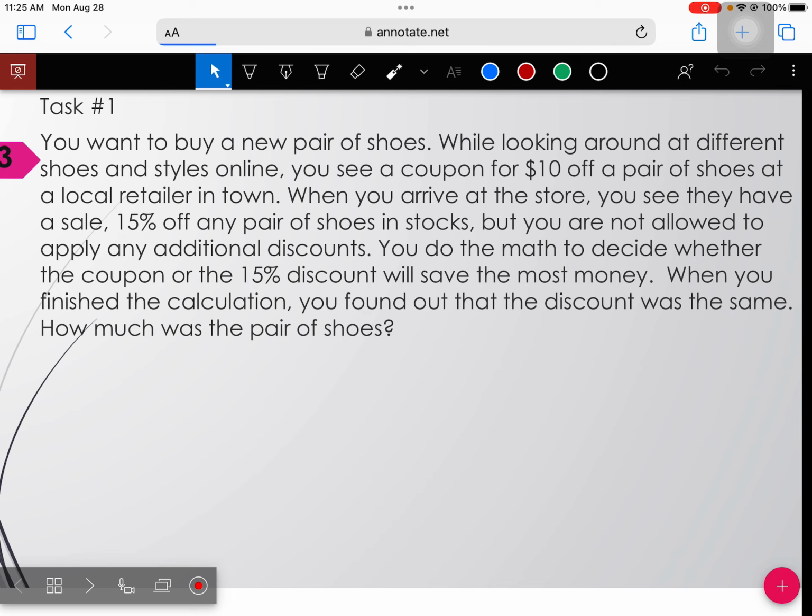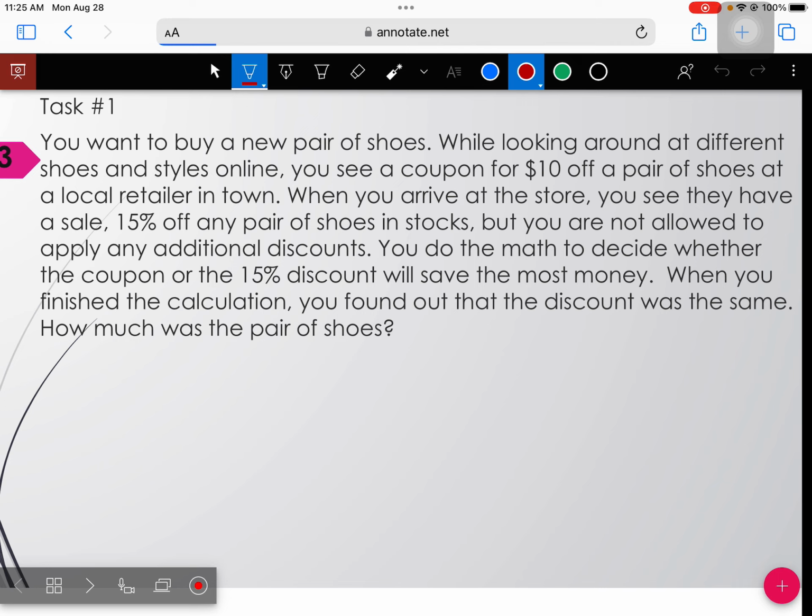Okay, and what else? There's one piece of information that you're not quite getting. The discount was the same. It was the same. Did you read that? That the 15% off was the same as the $10 off, right? So, how would you start to approach this problem?